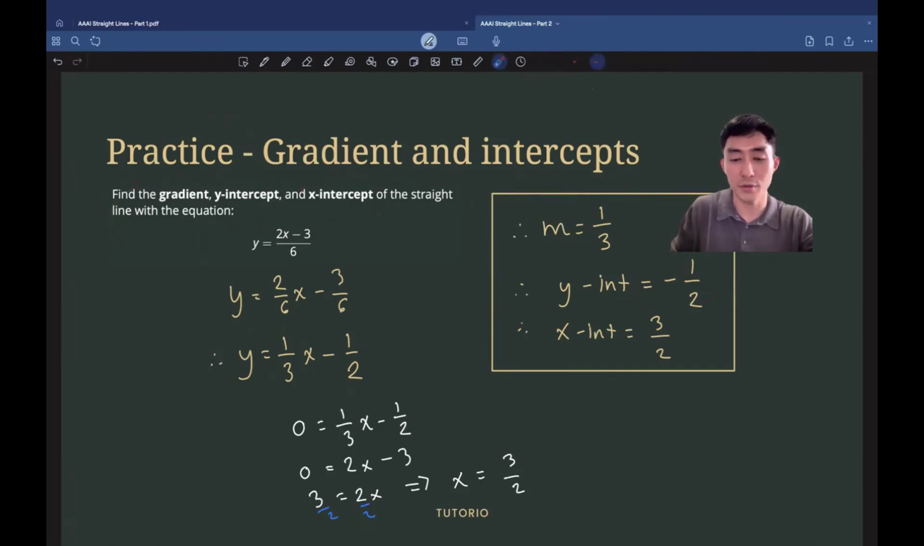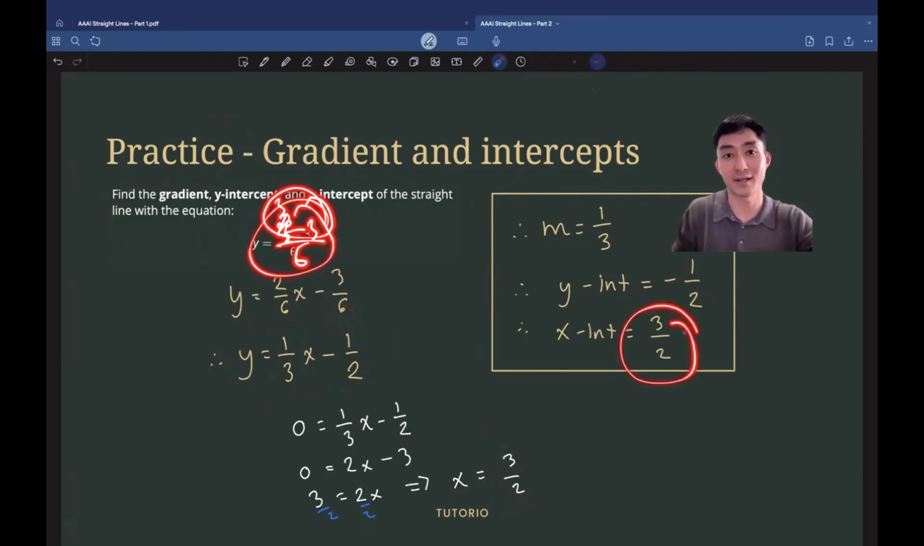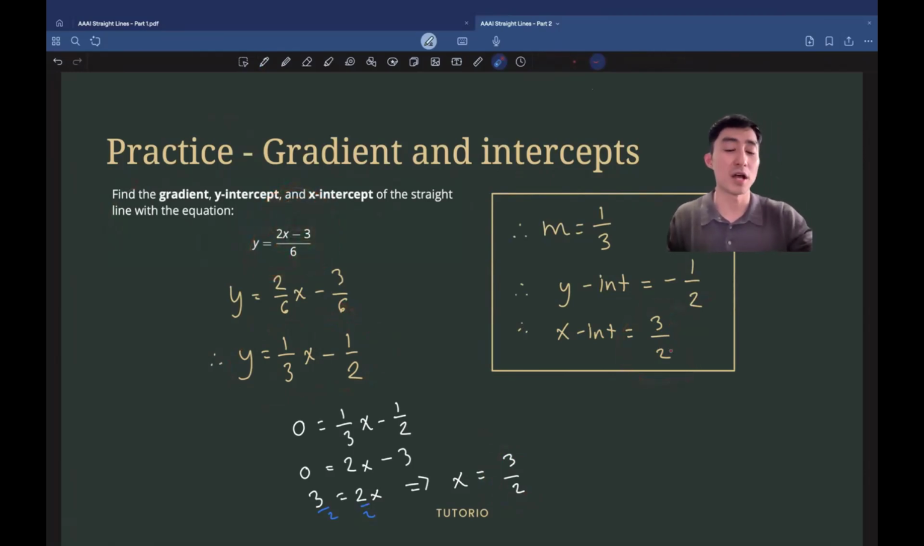We can try to substitute that into here or here. 3 over 2 times 2 is 3. 3 minus 3 is 0. 0 over 6 is 0. So that's correct. And if you're unsure, we can definitely use the GDC to solve for the x-intercept.